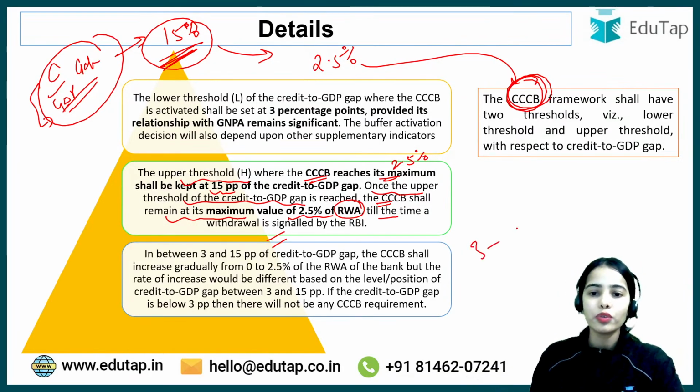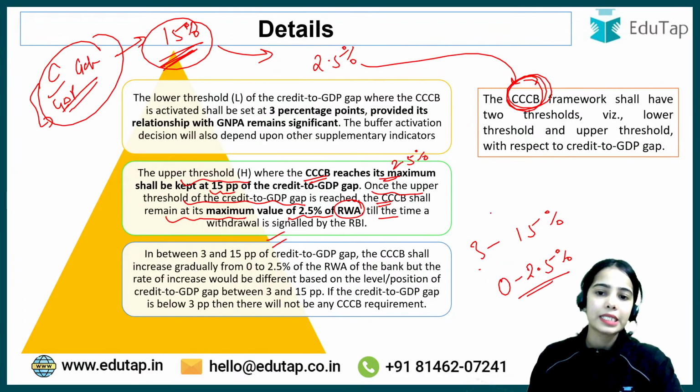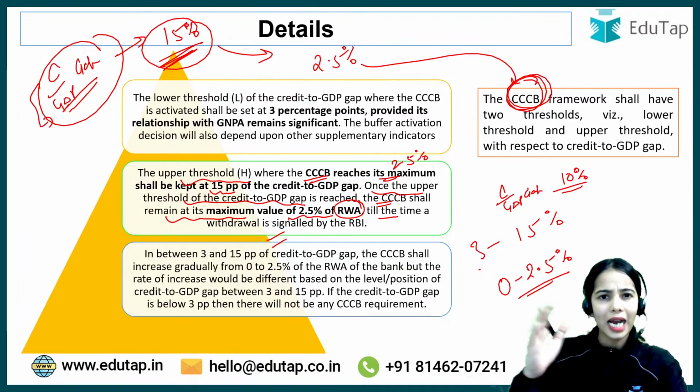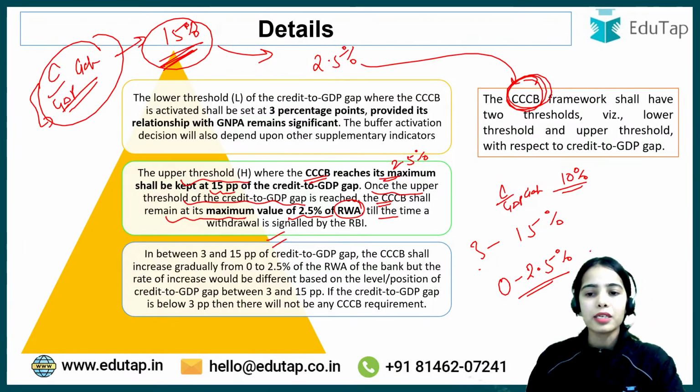In between 3 to 15 percentage points, the counter-cyclical capital buffer will remain within the range of 0 to 2.5%. Okay, let's say the credit to GDP gap is 10%. So that is, we can say, on the higher range. So the counter-cyclical capital buffer can be kept, let's say, at 1.5% or 2%.